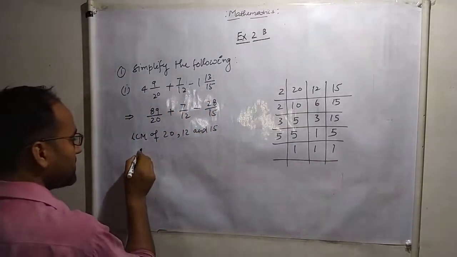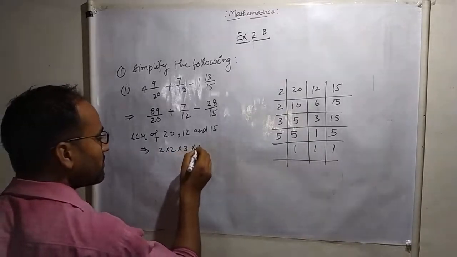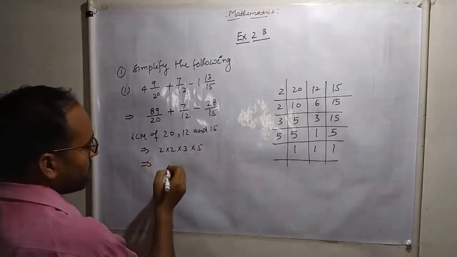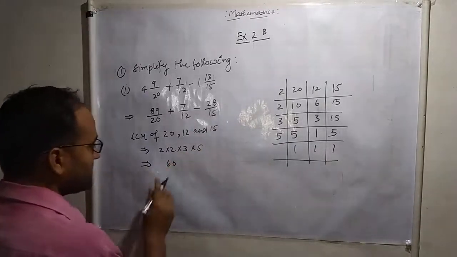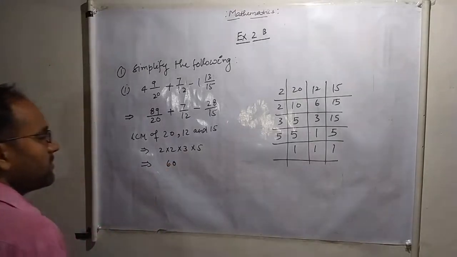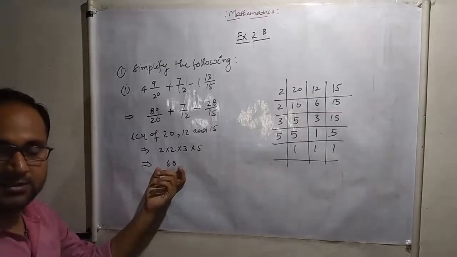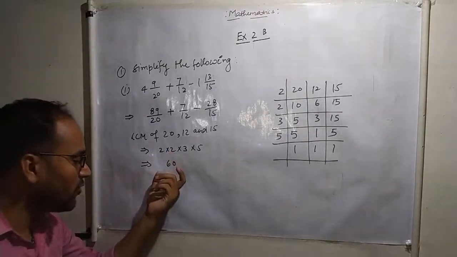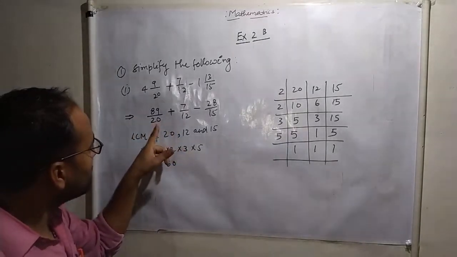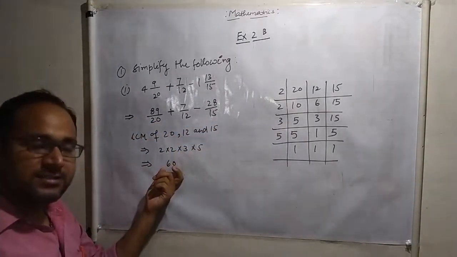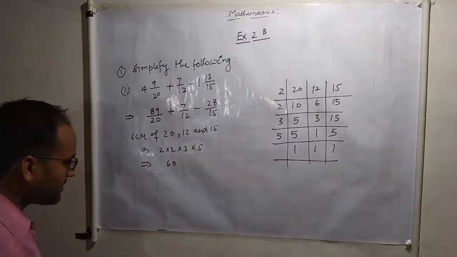So the LCM of this one is 2 into 2 into 3 into 5. 2 2s are 4, 4 3s are 12, and 12 5s are 60. 60 is the LCM for this one. It means that this is the equivalent denominator. That LCM you get is the equivalent denominator. You can change the denominators 20, 12 and 15 into 60, and then you can do the addition and subtraction.